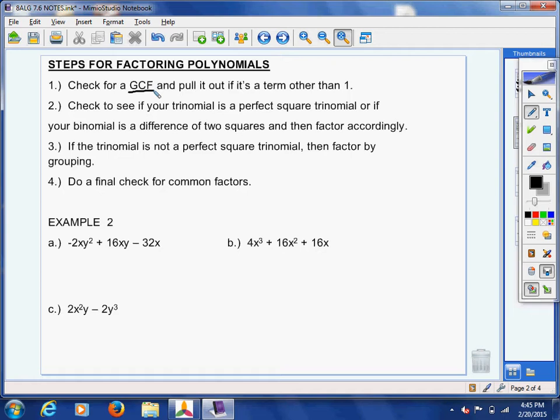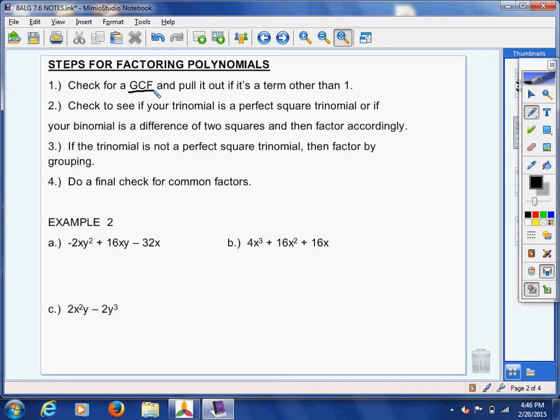Okay, now number 2, once you pull out your GCF, if you need to, then check to see if you have a trinomial. See if it's a perfect square trinomial, and then factor it if it is. If it's a binomial, see if it's a difference of 2 squares, and then factor it accordingly. Now, if your trinomial happens to not be a perfect square trinomial, then just factor it the good old-fashioned way we did, factor by grouping. And then do a final check. Look for common factors. Did you skip something? Did you skip a GCF, or did you forget to factor something that needed to be factored? Okay, that's always a good thing to look for in that final sweep.